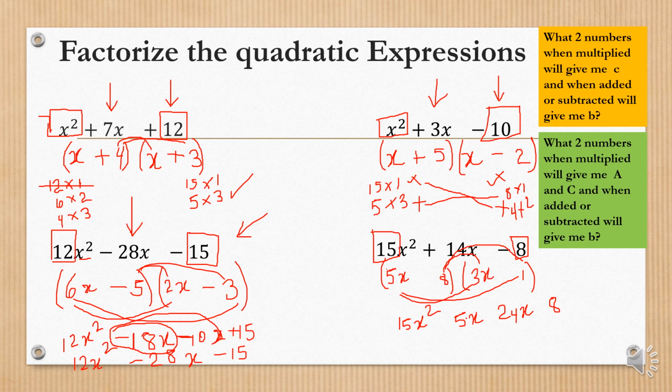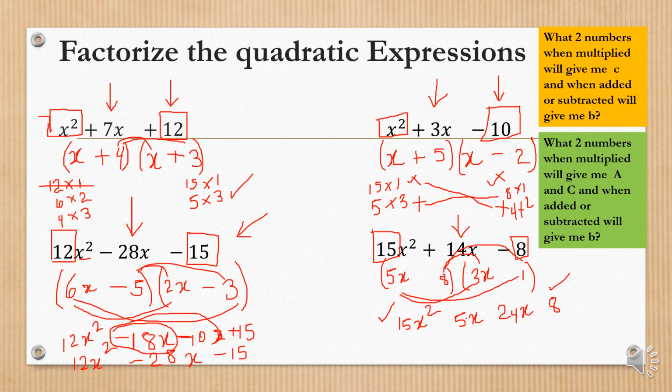Alright, so the same thing is happening here. Same thing is happening here. I'm getting my x squared and I'm getting my 8, but I'm still unable to get 14 because 5 minus 24 is not going to give me 14. What are you going to do when you are faced with a situation like this? You have to think back.